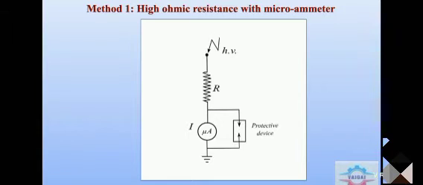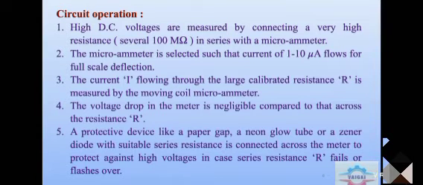The ohmic value of the series resistance R is chosen such that a current of 1 to 10 microamperes is allowed for full scale deflection. The resistance is constructed from a large number of wire wound resistors in series. The voltage drop in each resistor element is chosen to avoid surface flashovers and discharges.